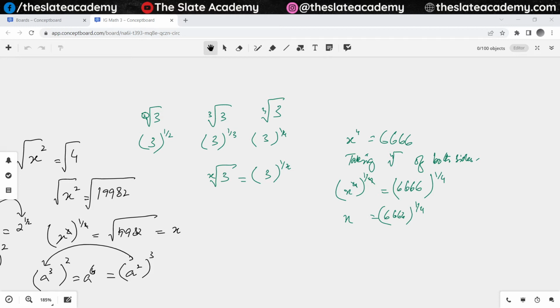Just a second. Did I make a mistake? You put a bracket on the power. First the bracket and then 1 divided by 4.